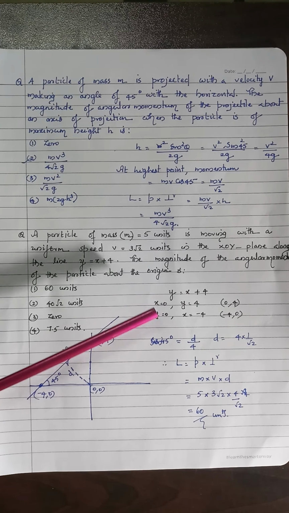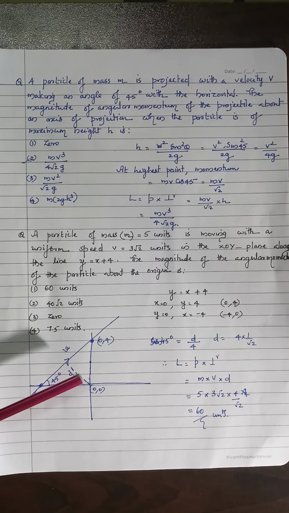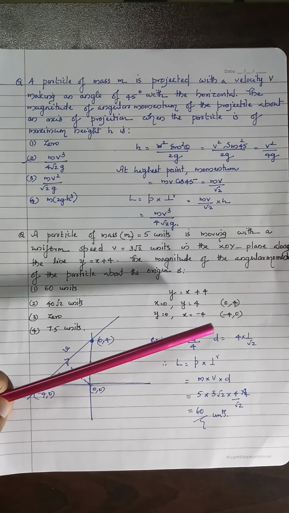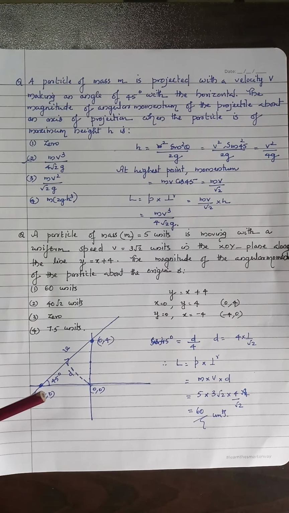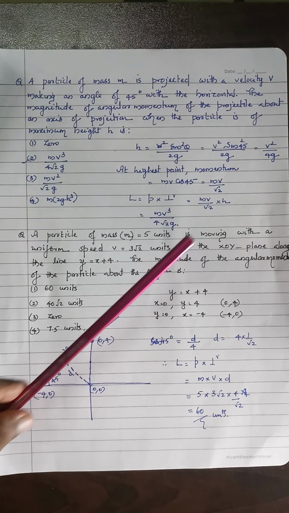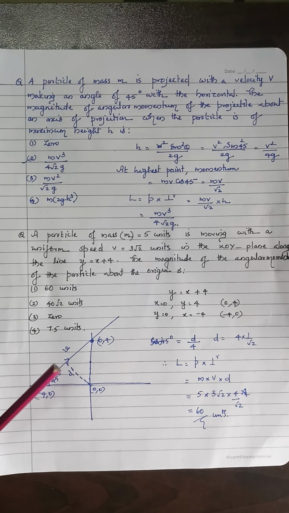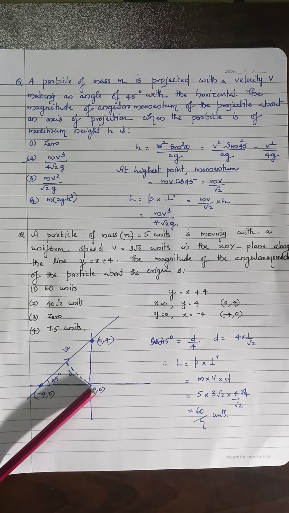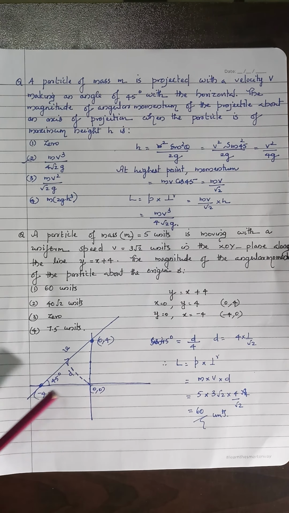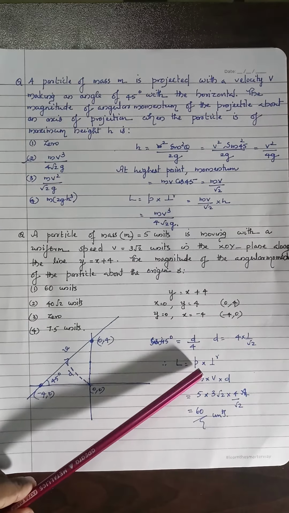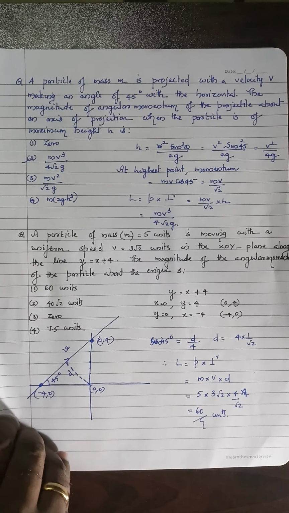When we put y equal to 0, you get x equal to minus 4. So the two coordinates are (0, 4) and (minus 4, 0). By using those two points, we can draw the line along which the particle moves. So we need the linear momentum there, that is nothing but m into v. But we need the perpendicular separation. We can easily find it by using sine 45 as d divided by the hypotenuse. By putting the value, you get the answer.